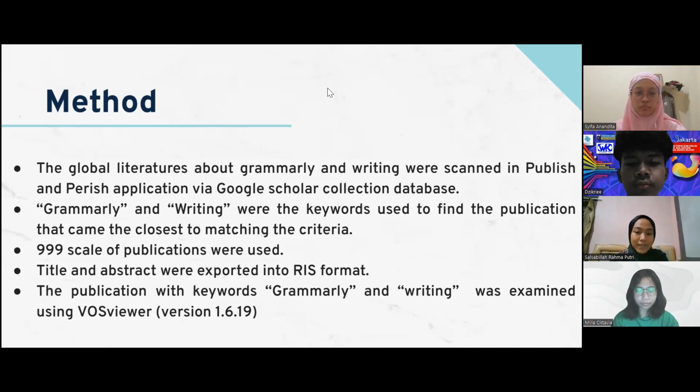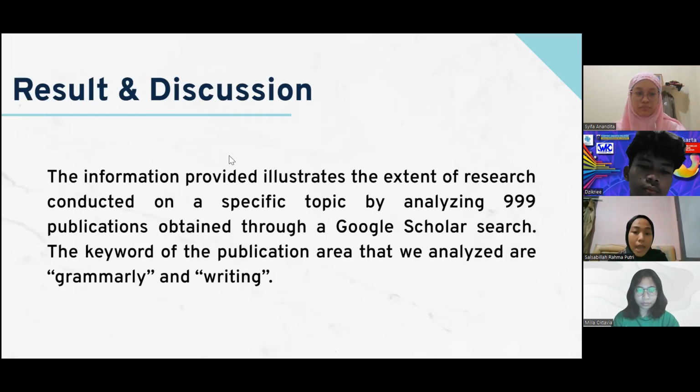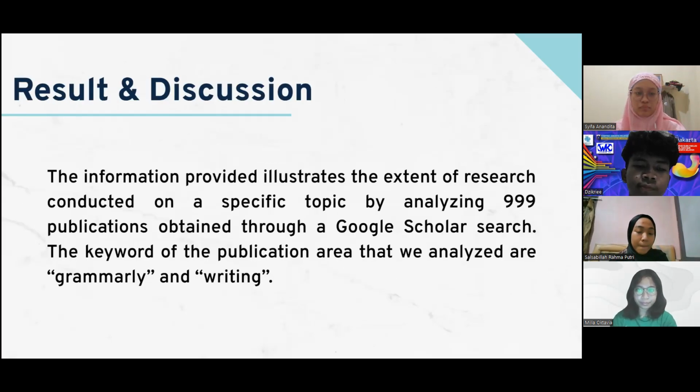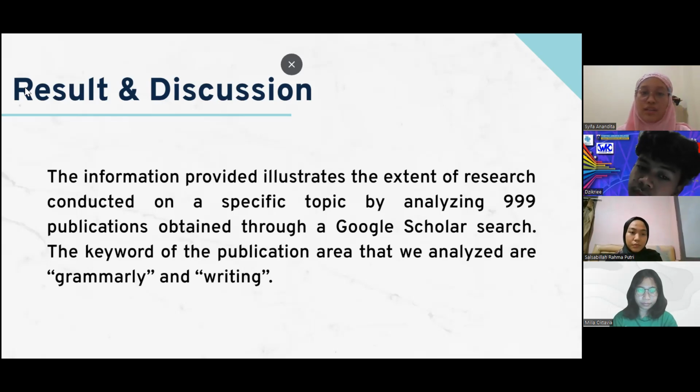Based on the current pattern presented, the analysis's findings will be used to suggest areas for future Grammarly study as an AI for writing learning. Okay, so the information provided illustrated the extent of research conducted on a specific topic by analyzing 999 publications obtained through a Google Scholar search. We analyze the data using a tool named VOSviewer. The keywords of the publications that we analyze are Grammarly and writing.